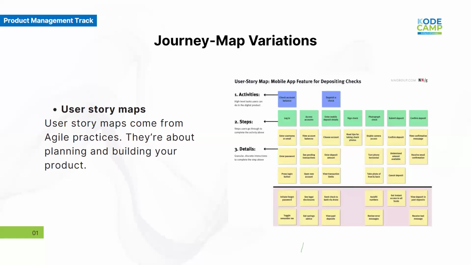So while a journey map helps you discover where a user struggles or feels delighted, which can be considered a tool for empathy and big-picture understanding, a user story map, on the other hand, helps you plan how to deliver functionality to address what you learned from that journey map. I don't know if you got that, right?